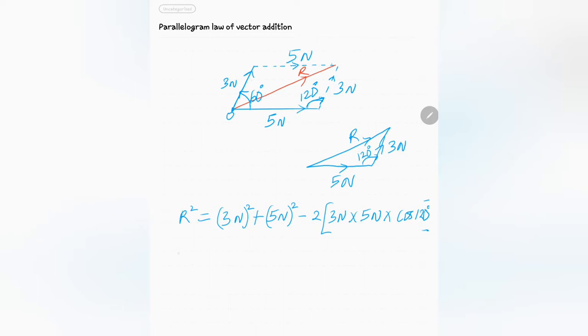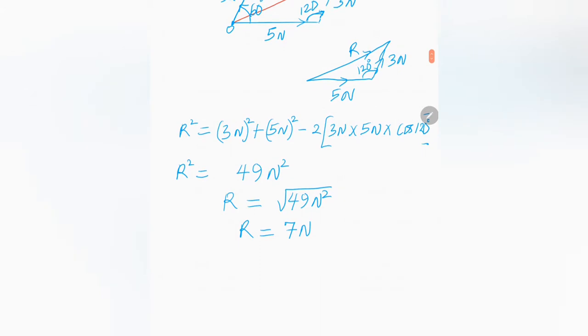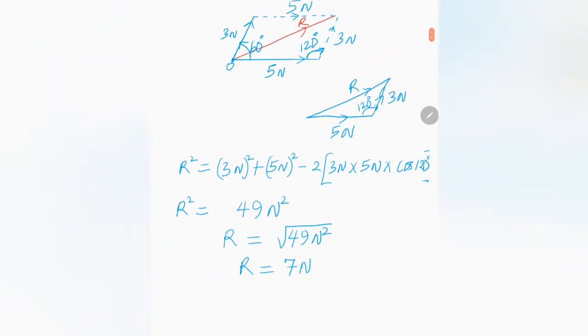Now the next thing you are going to do is take your calculator and run this. By the time you do this, you are going to get 49 Newton squared. Make sure you get 49 Newton squared. Then you take the square root of 49 Newton squared. The square root of 49 will give you 7, and the square root of Newton squared will give you Newton. So the magnitude of the resultant vector is 7 Newton.